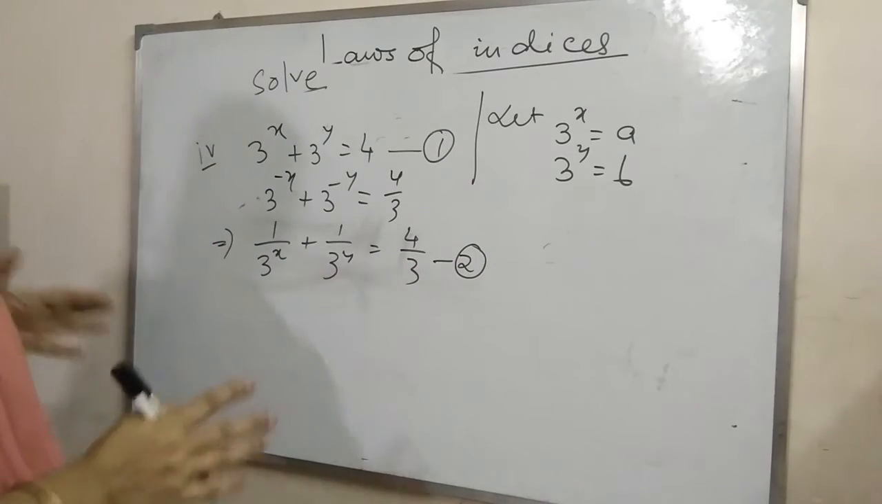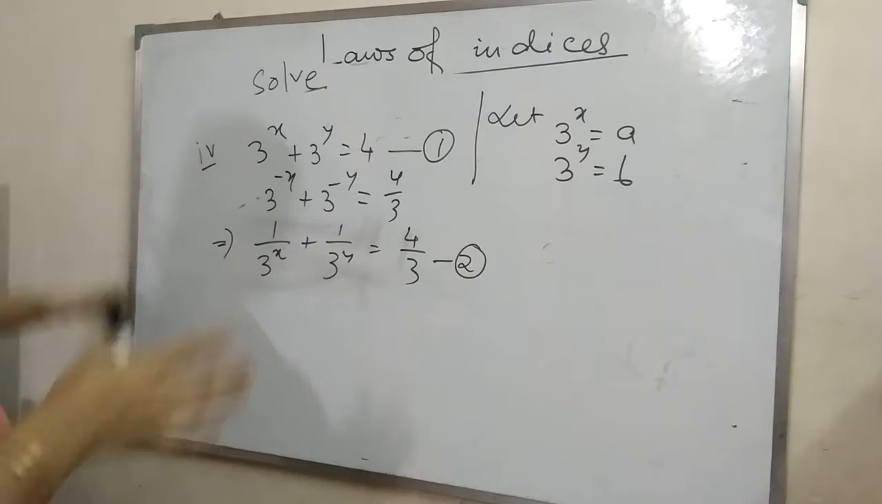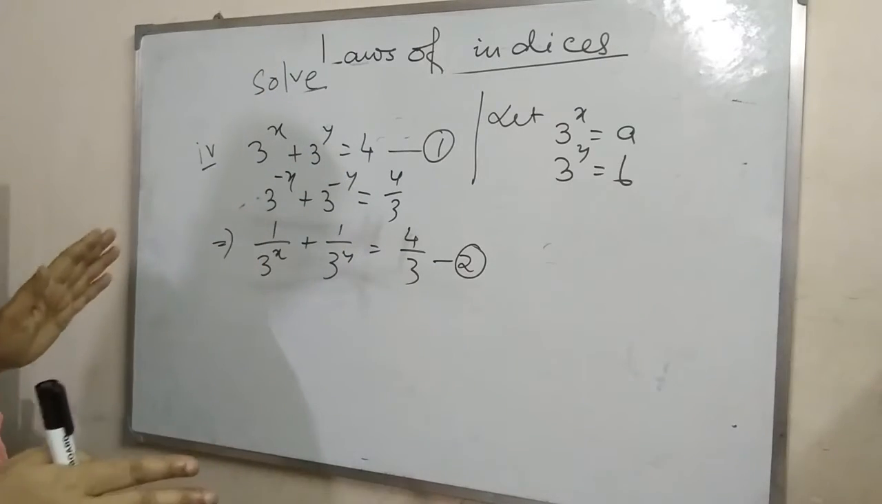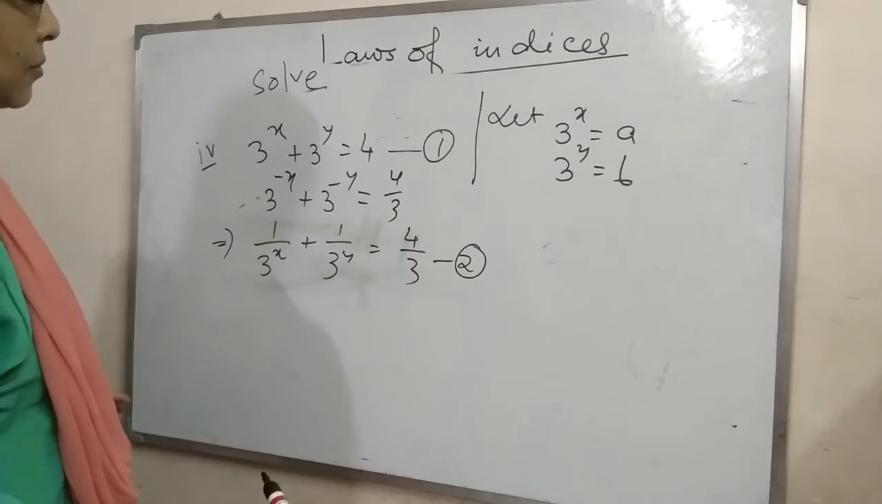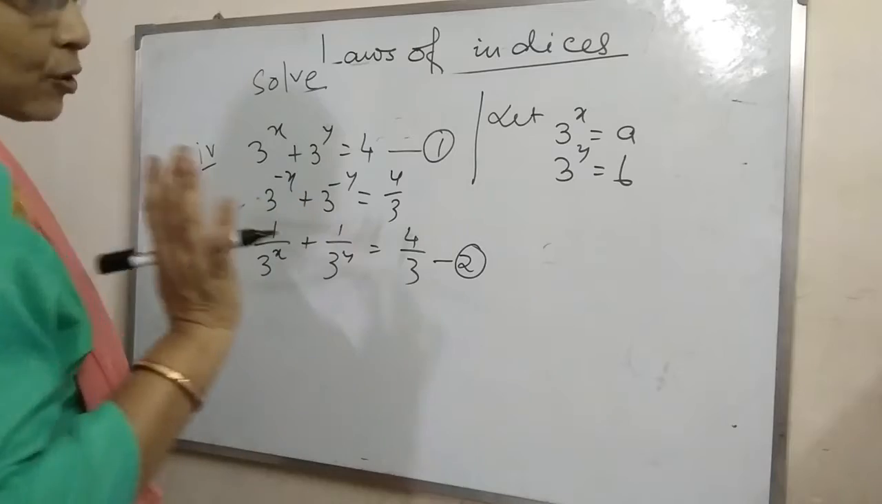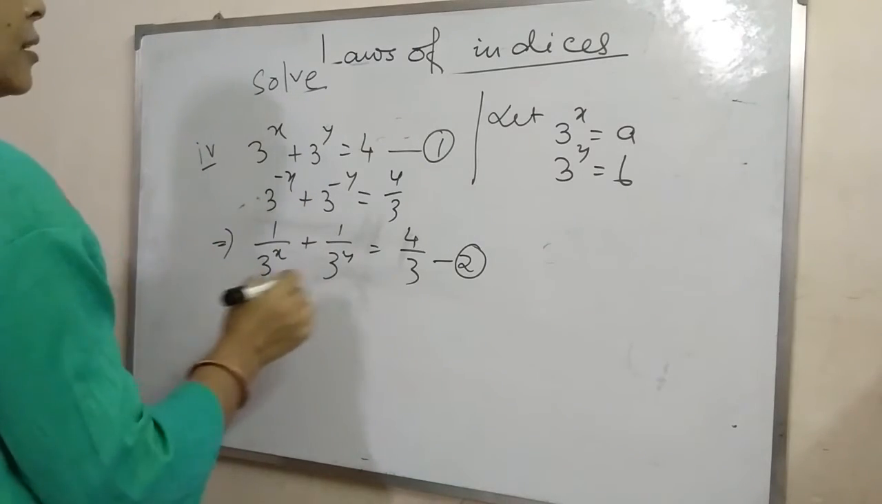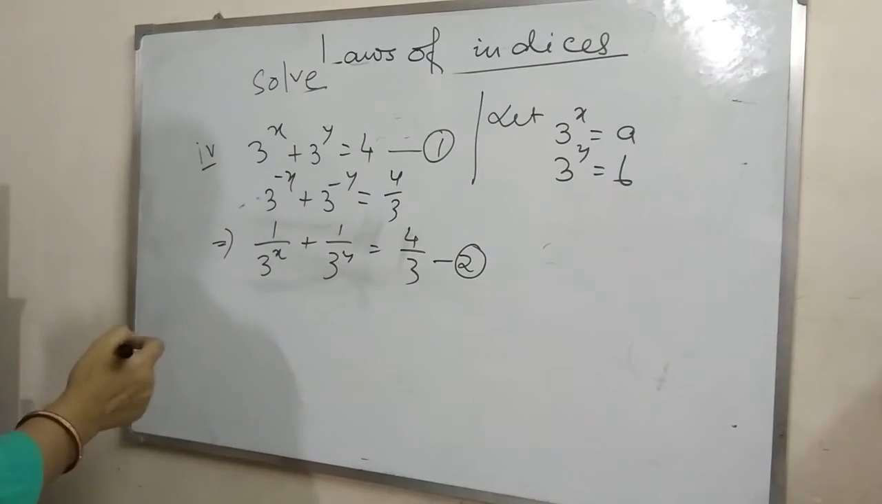There are two equations and two unknowns. So I can easily get the value of x and y. What is the process?